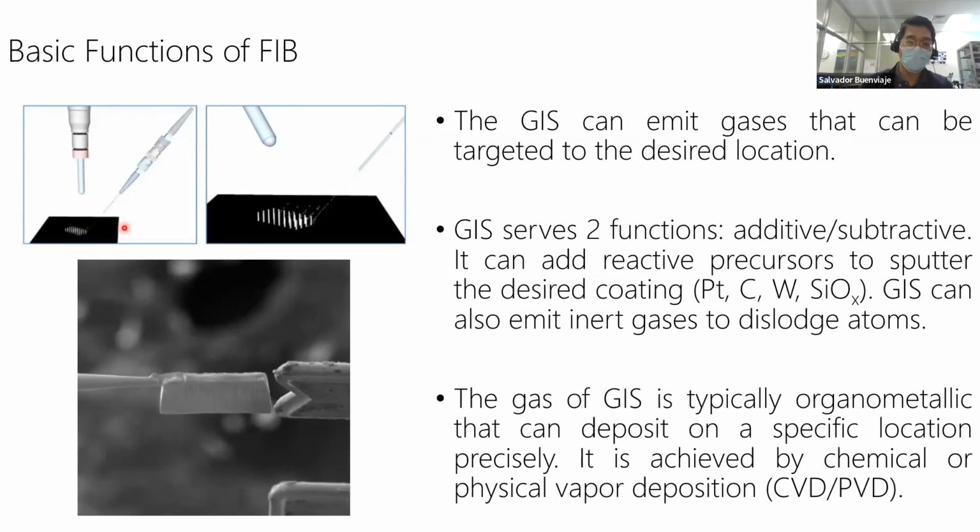Common reactive precursors used in sputtering are platinum, carbon, tungsten, and silica. As I mentioned a while ago, if the application does not intend to chemically react the target site, the GIS can also be loaded with inert gases to physically alter the surface.